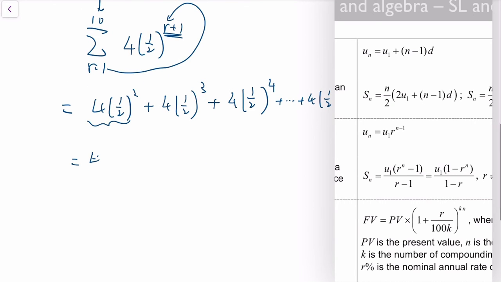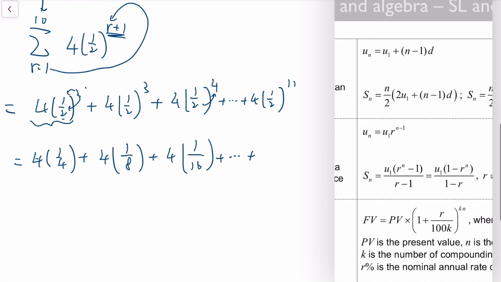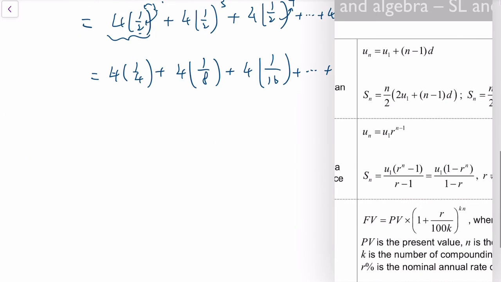So what's this? Half to the power of 2. You square both the 1 and the 2, so it's 1 over 4. Half to the power of 3 is 1 over 8. And then half to the power of 4: 1 to the power of 4 is still 1, 2 to the power of 4 is 16. Keep going. The last number, we don't really care. 4 times 1 over 4 is 1. 4 times 1 over 8 is 4 over 8, so that's a half. Plus 4 over 16, which cancels out to 1 over 4.